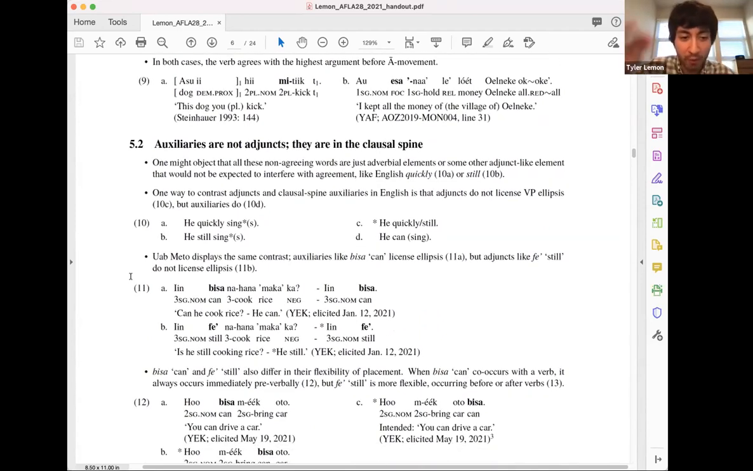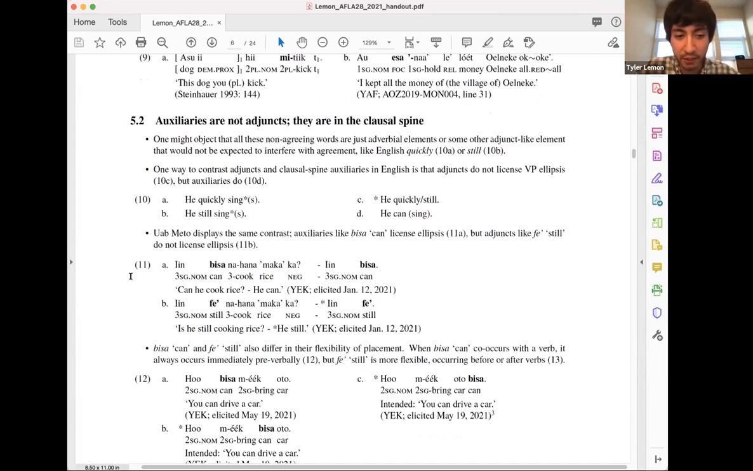But as you all know, one way to contrast adjuncts and clausal spine auxiliaries in English is that adjuncts don't license VP ellipsis, but auxiliaries do. So you can say, like, "he can," if you have the right context, to mean "he can sing," where you elide the VP, but you can't say "he quickly" or "he still."